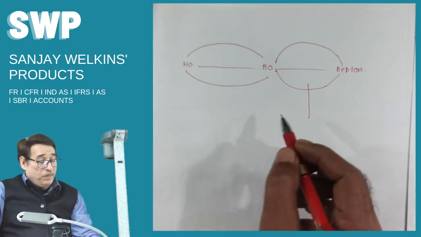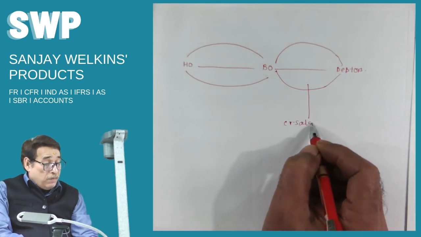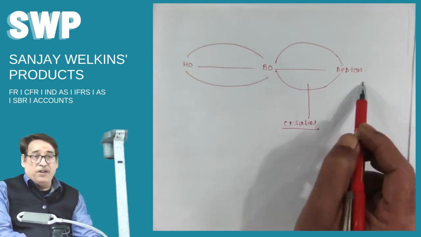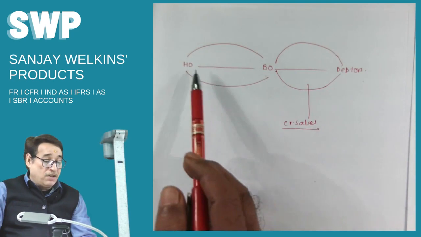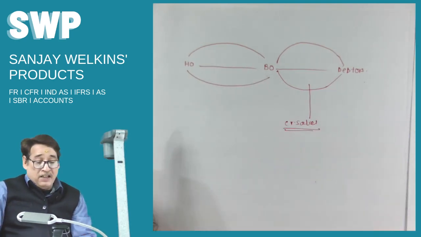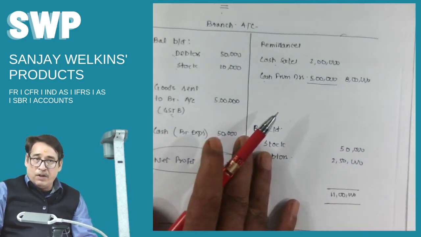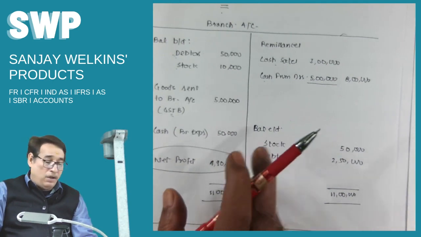See here, when we did the credit sale, it is a transaction between branch and debtors. It is not a transaction between head office and branch office. That is the reason credit sales is not finding place in the branch account. Is it clear to you or not?